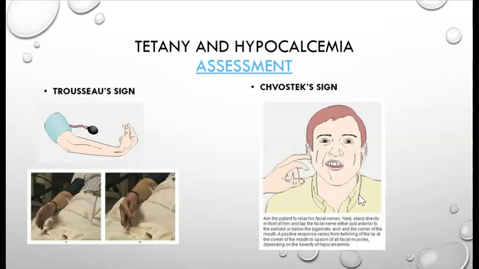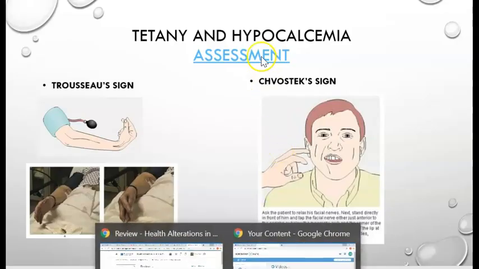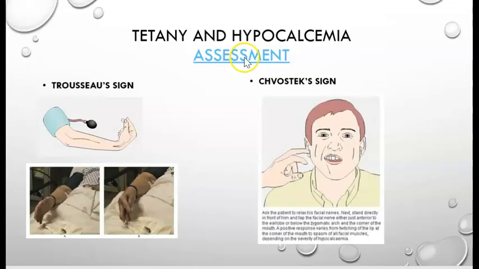And then the Trousseau sign is a carpal spasm that's induced by inflating a blood pressure cuff on the upper arm to above systolic blood pressure for 2 to 5 minutes to elicit increased neuromuscular excitability in patients with manifestations. We're going to continue lecture talking about calcium. Make sure that you check out the graphics PowerPoint and click on this link here to take a look at those videos.